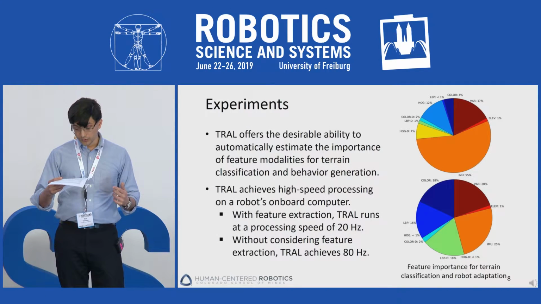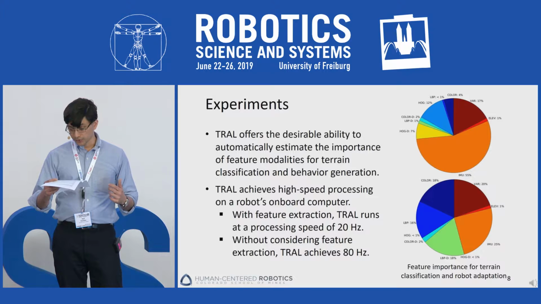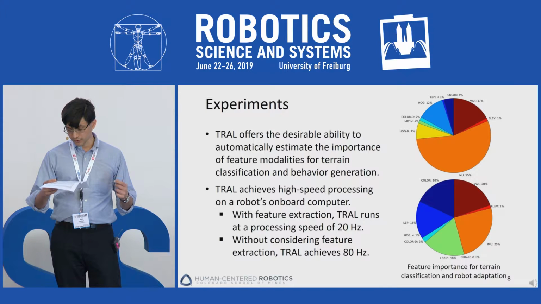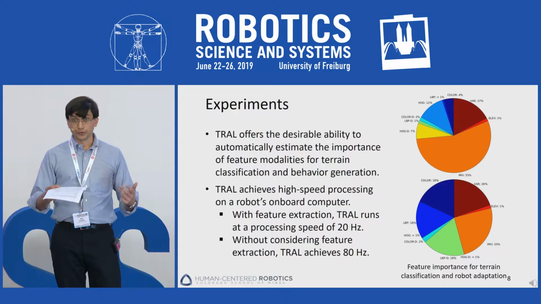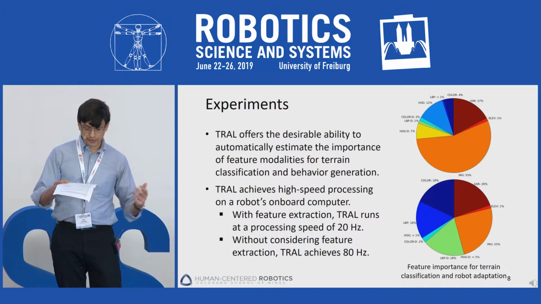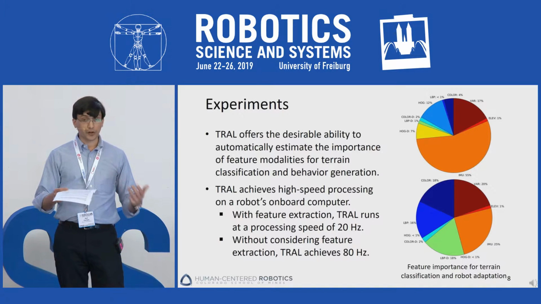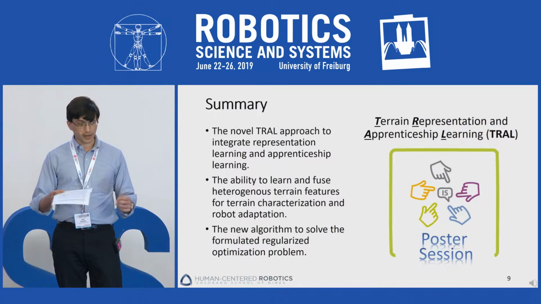Results on learning the importance of feature modalities towards terrain classification and robot adaptation are shown here. We observe that features from the inertial measurement unit are relatively important towards both terrain classification and behavior generation. We also note that TRAL is fast: we can perform at 20 hertz with feature extraction, and without feature extraction, we can perform at 80 hertz.